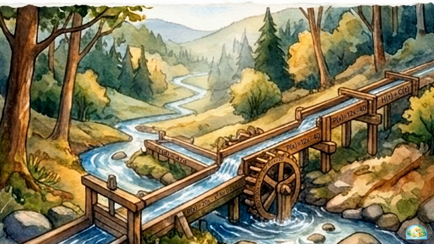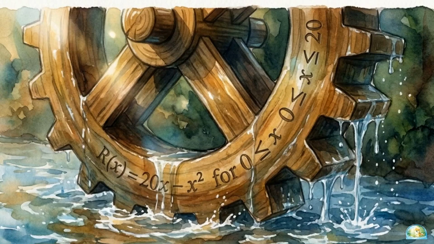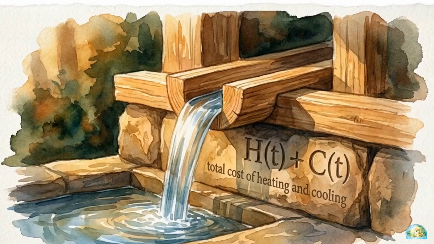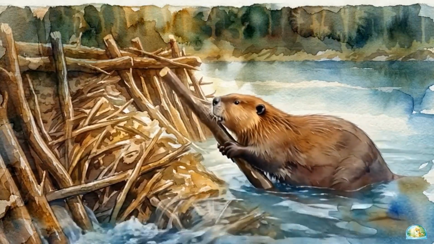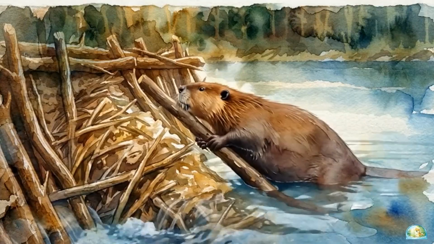Here are the results. The combined trip cost function is T of D equals $47D for D days. The profit function is P of x equals 12x minus 40. The revenue function is R of x equals 20x minus x squared for 0 less than or equal to x less than or equal to 20 items sold. And we've seen that the sum of heating and cooling costs represents the total cost of climate control. No matter how many variables a situation presents, basic arithmetic allows us to connect them to see the total effect.